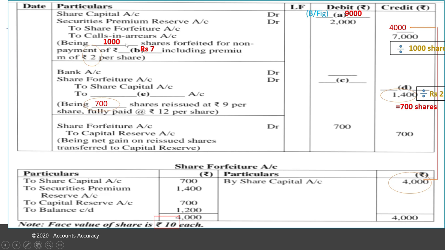Now if you are getting 1,000 shares which got forfeited, you can also get the non-payment value of the forfeited shares. That means 7,000 divided by these 1,000 shares, as the calls in arrear value is rupees 7,000. So when you divide by 1,000 shares, your 7 rupees will come out, which is the unpaid amount for which the shares have been forfeited. So this entire part is complete.